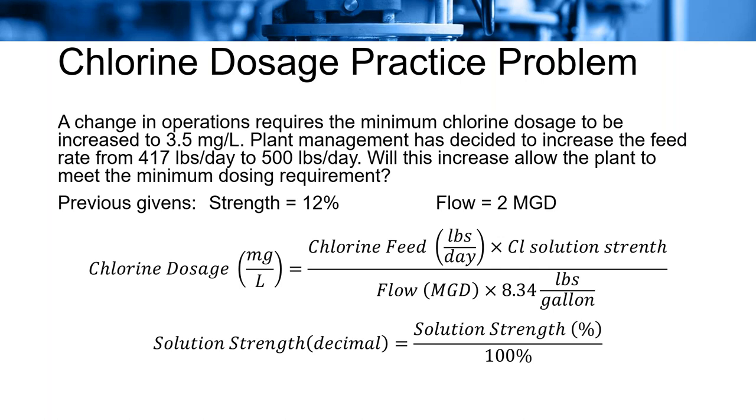We still have our same previous givens of 12% for our chlorine strength and our flow of 2 MGD. So we're going to go ahead and have you guys solve this one. We're going to give a little more time now. We're going to do 2 minutes, and then we will throw up the poll question.